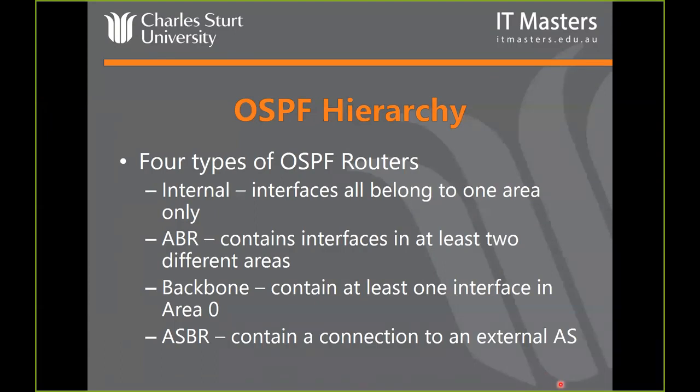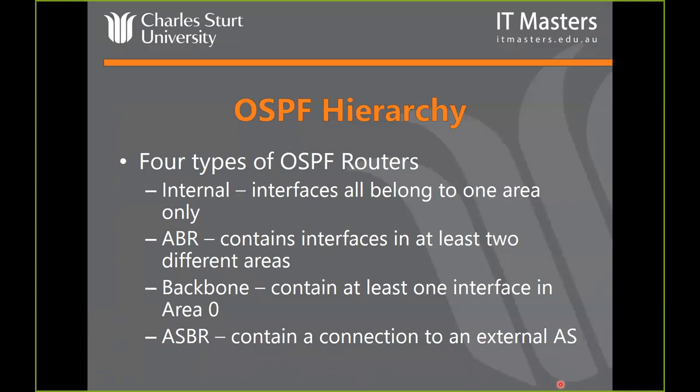And as we've already seen a couple of these, we've seen three of them actually, there are four types of OSPF routers. Well actually, we've seen all of them. So there's an internal router, in which case all interfaces belong to a single area. So that was those routers we looked at before that were existing only in the single area. An area border router contains interfaces in at least two different areas. So it can have multiple different areas, but at least two.